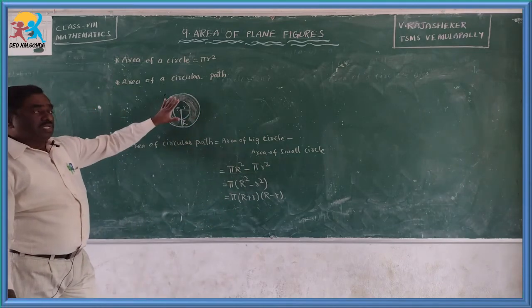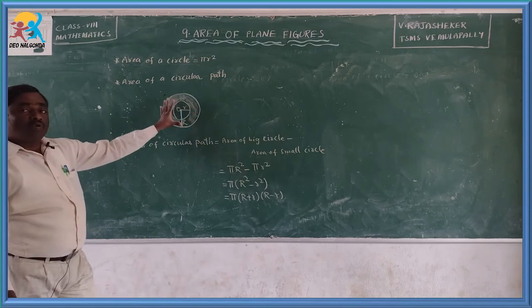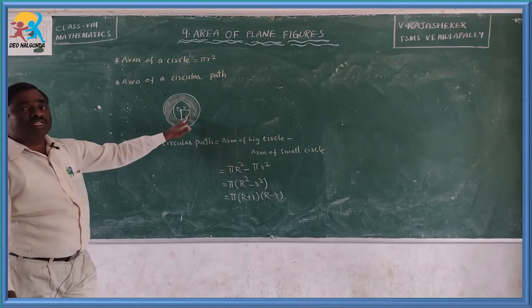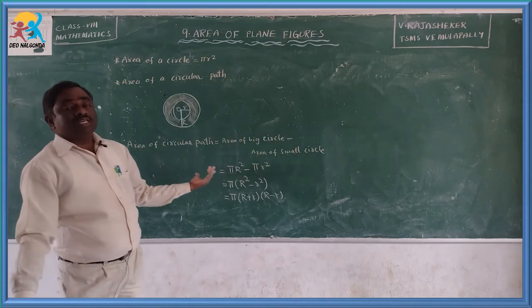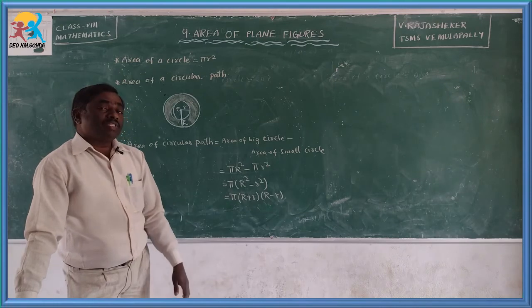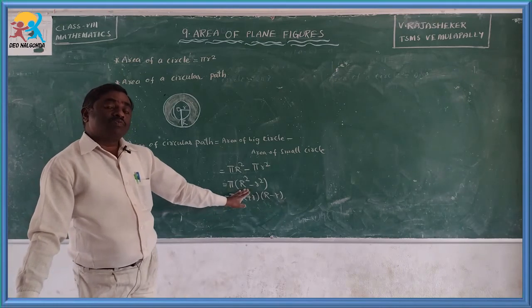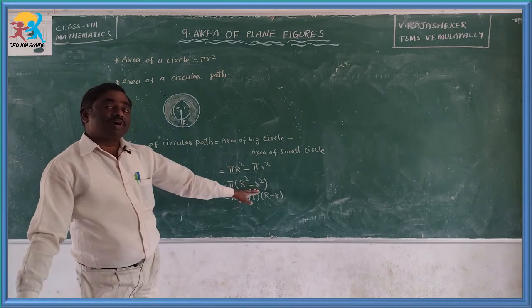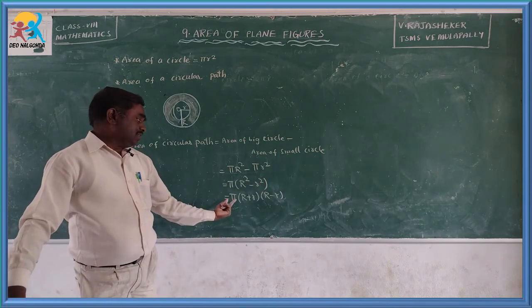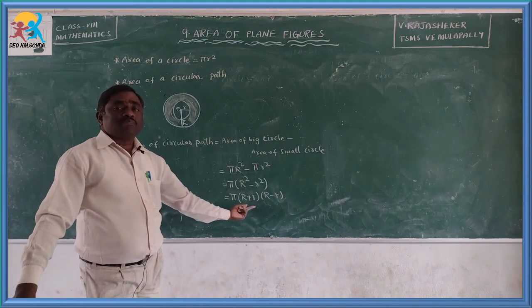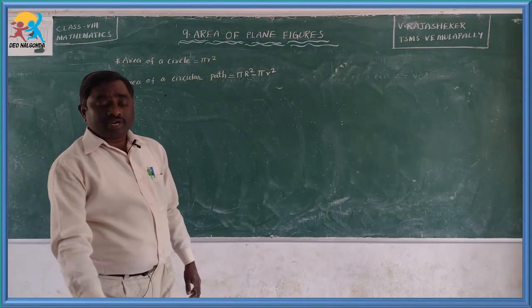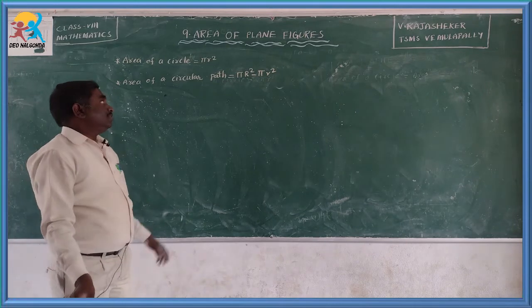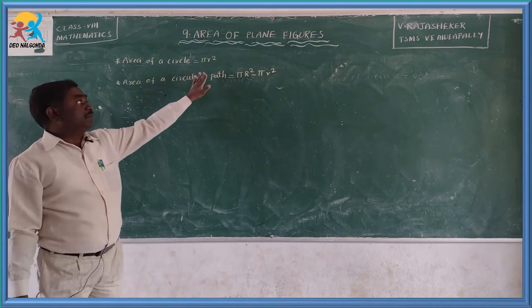So circular path is this one. Outside and inside there will be circles. So we have to know the big circle radius and small circle radius, the outside circle radius and inside circle radius. By that we can get the circular path area. The formula for circular path area is pi into capital R square minus small r square. This can very simply be written as pi into capital R plus small r into capital R minus small r.